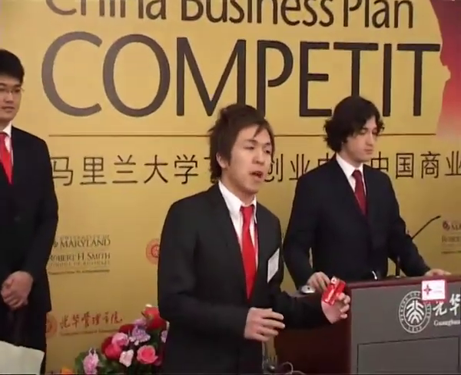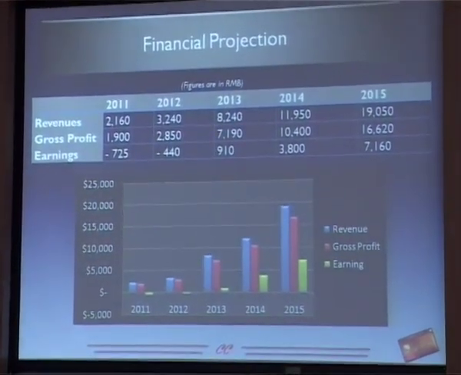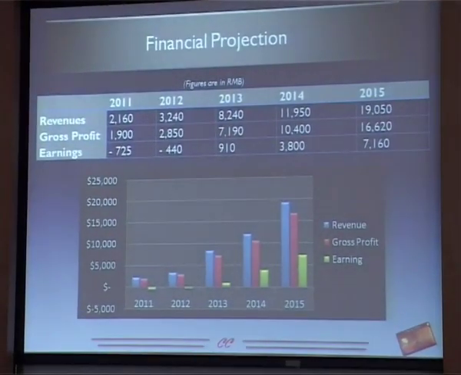In the financial projection, we expect to have two multinational companies and a local company as our partners at the beginning of the year. And we expect to gain two local companies and five international companies in each year. So as you can see on the chart, we'll break even in 2013, and we will have earnings of 7 million in 2015.